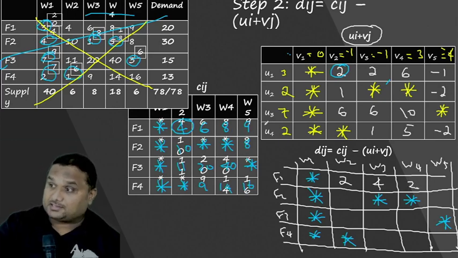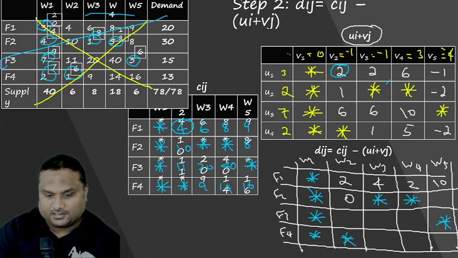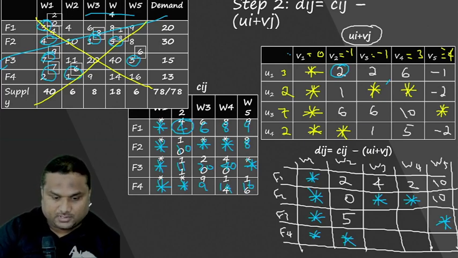9 minus 1 is 10. Next, 1 minus 1 is 0. Next, 8 minus 2 is 10. Next, 11 minus 6 is 5. Next, 20 minus 6 is 14. 10 minus 10. F2.